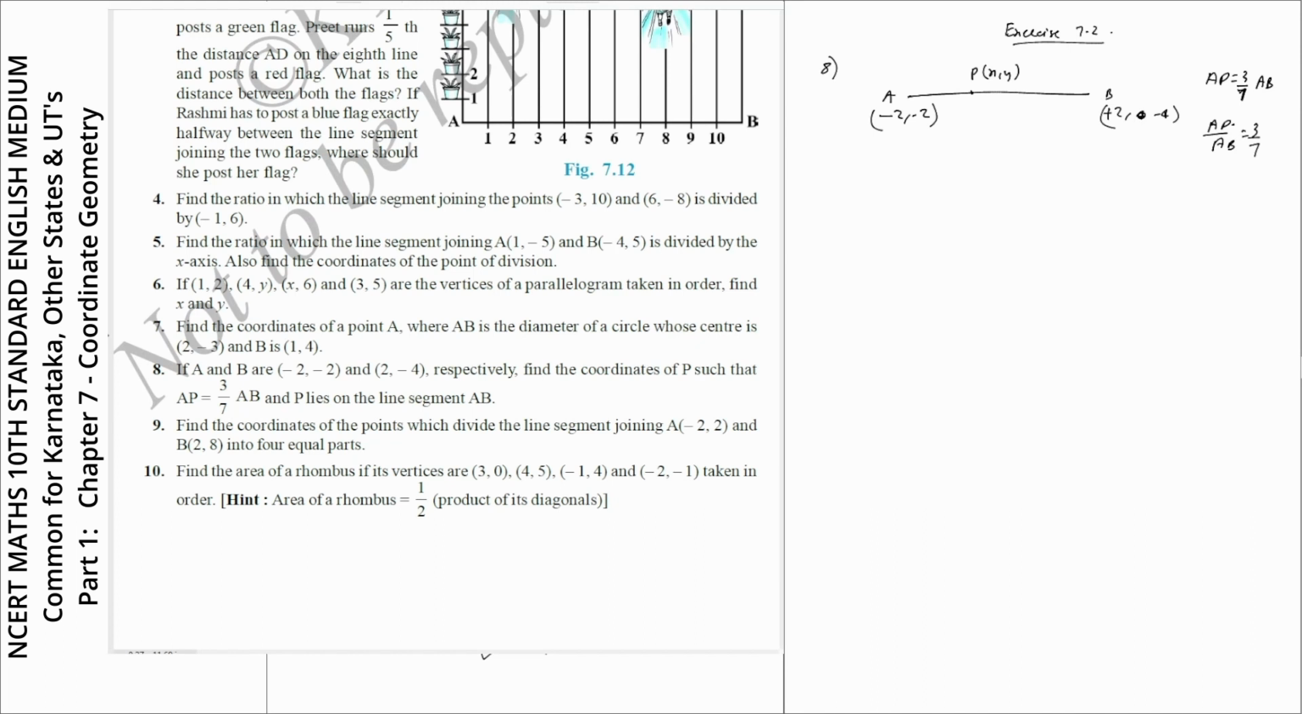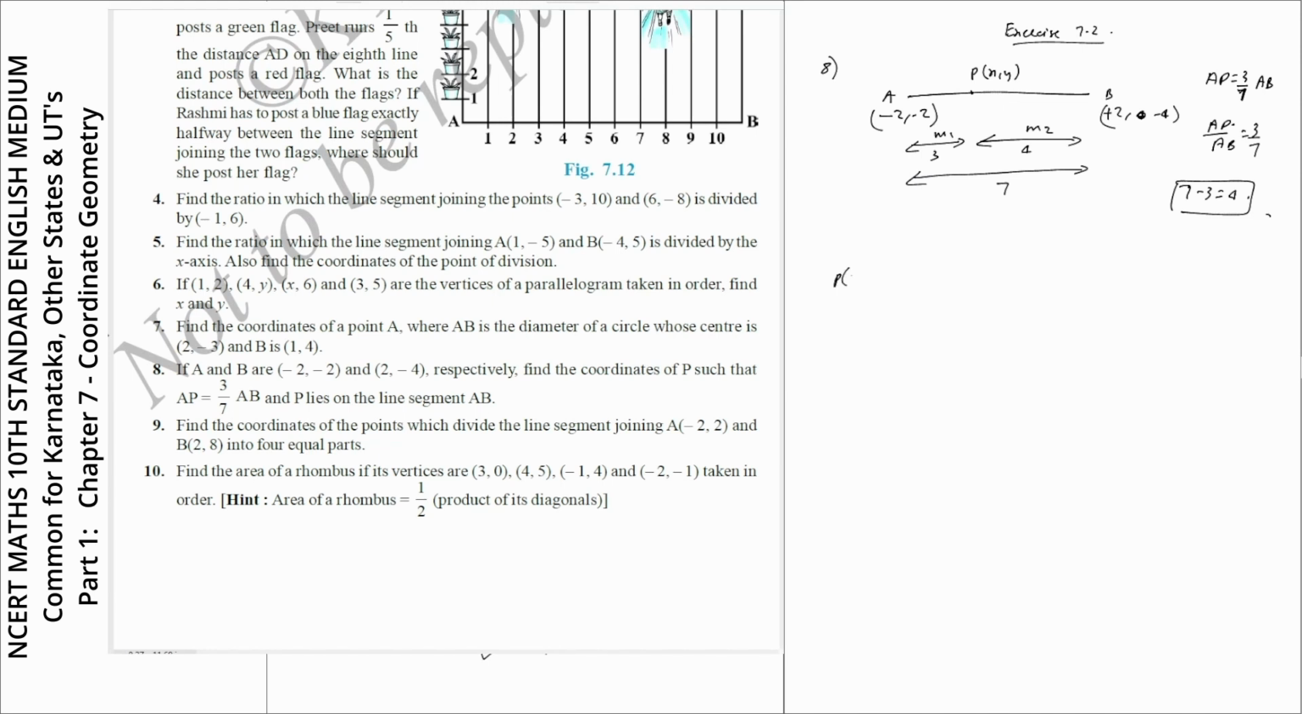Okay, so that means if AP is 3 and AB is 7, what will be the value of PB? The value of PB will be 4, it is 7 minus 3, which is 4. Now I'll take AP as M1 and PB as M2, and use the section formula and find the coordinates of P(x, y).